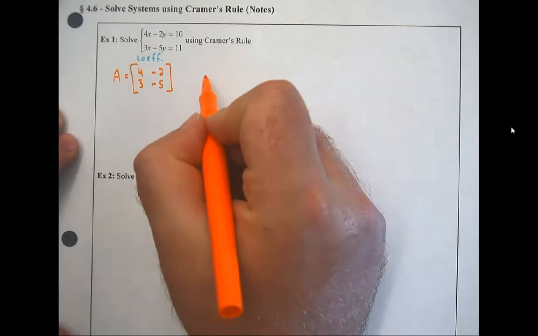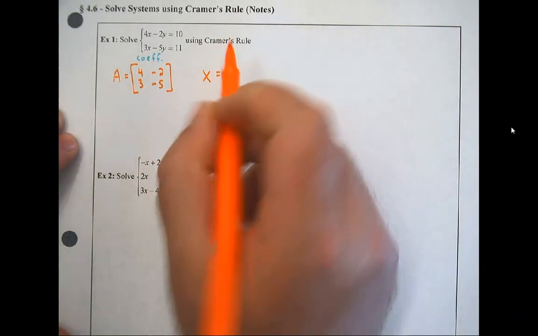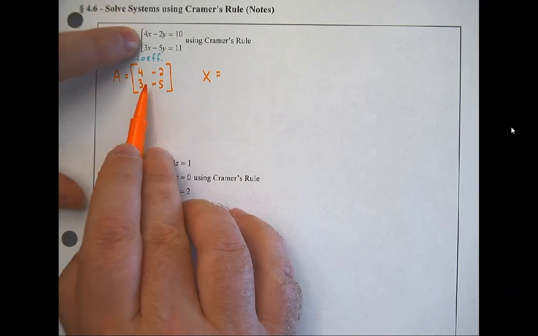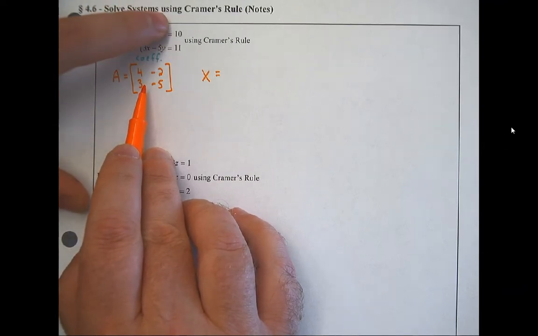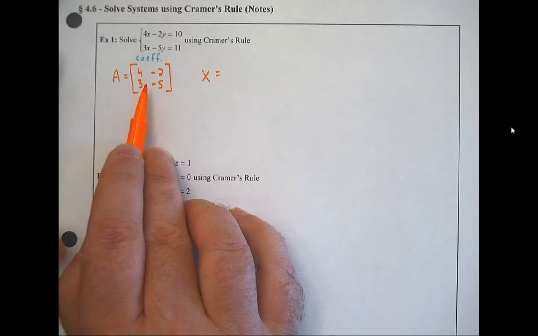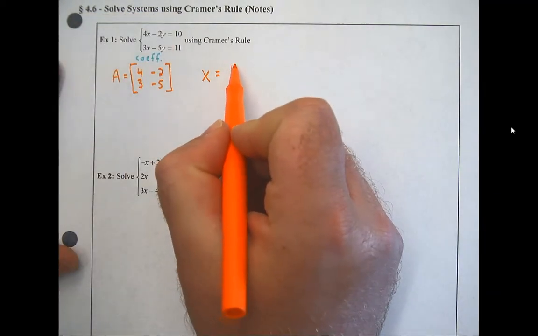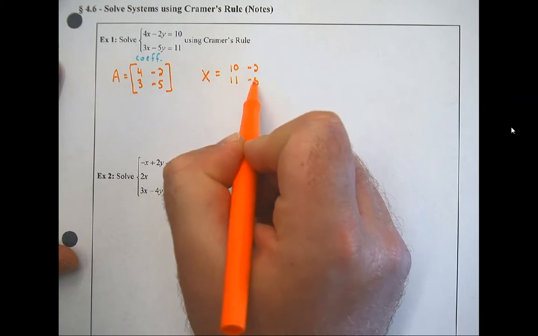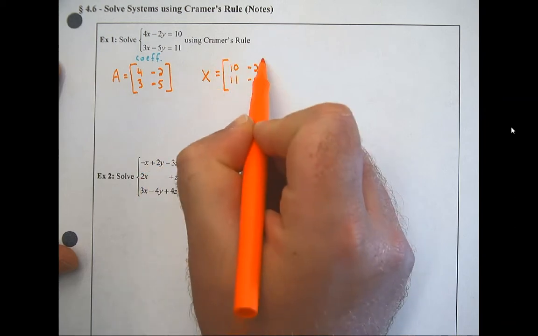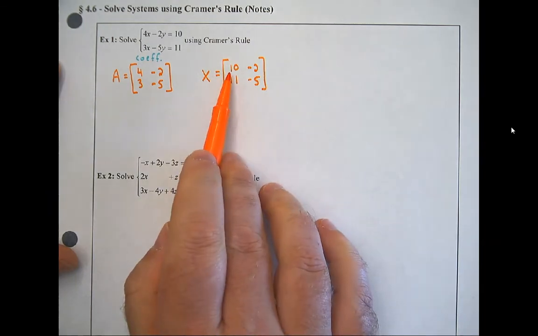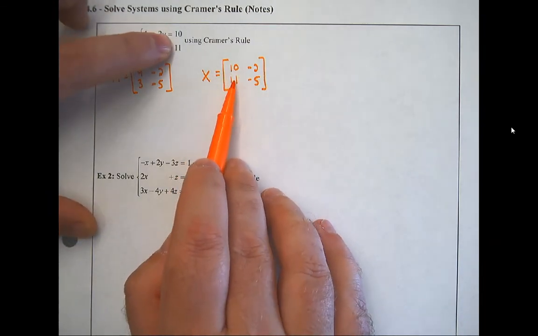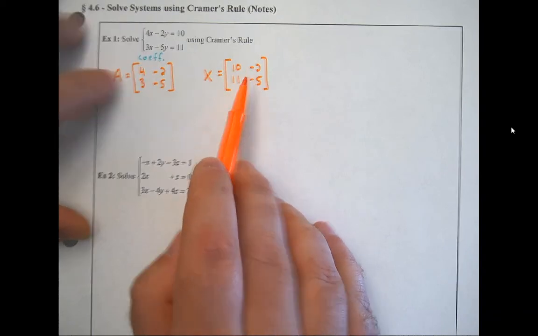He called the first one the X matrix. And what you do is you go back to the coefficient matrix, and the coefficients that were X's get replaced with the constants from the equation. So this becomes 10, this becomes 11, and then the Y coefficients are still the same values. So my X coefficients switch to 10 and 11, but my Y values stay the same.